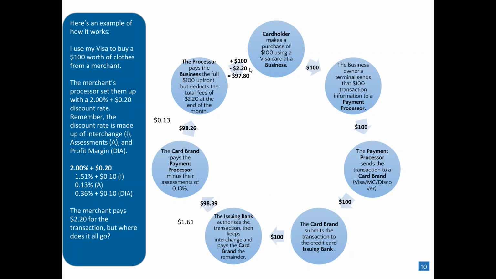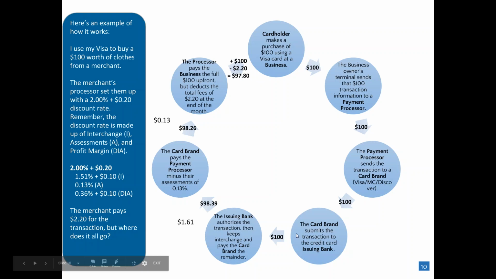At the end of the month, when we bill the merchant, we will bill them for the $2.20. We'll collect our fees after the month has progressed. So in the end, the merchant is left with $97.80. But they don't feel that today. Today, they get their $100.